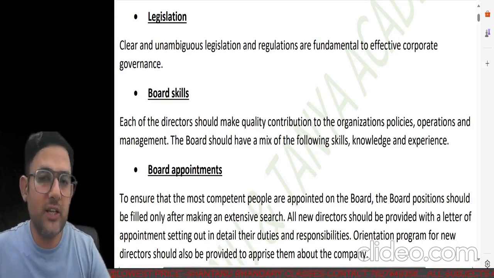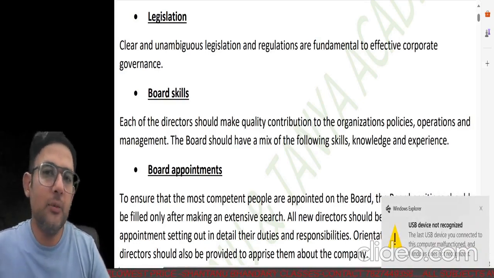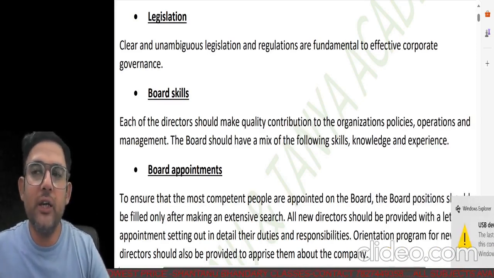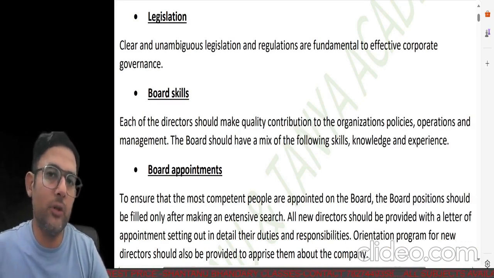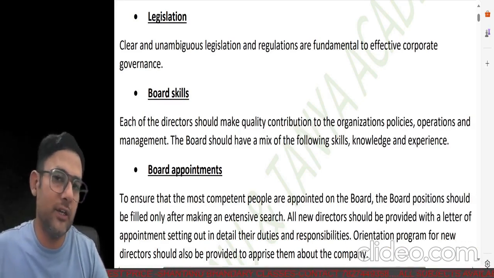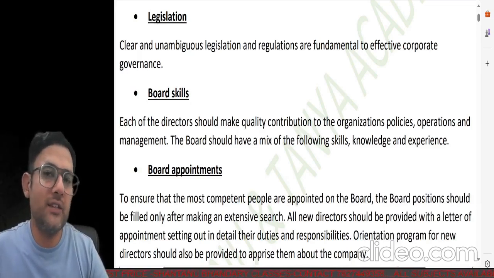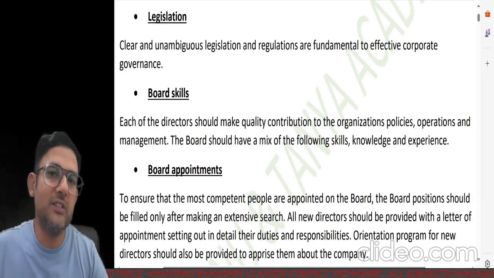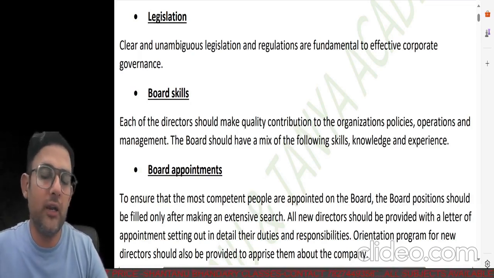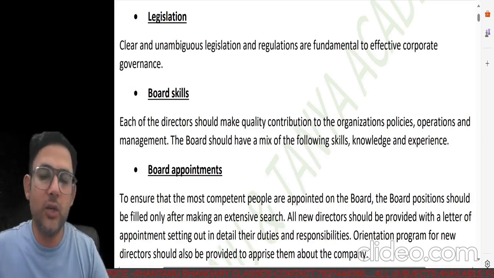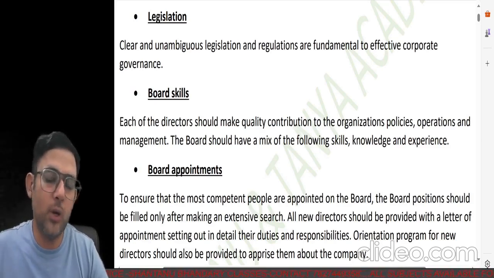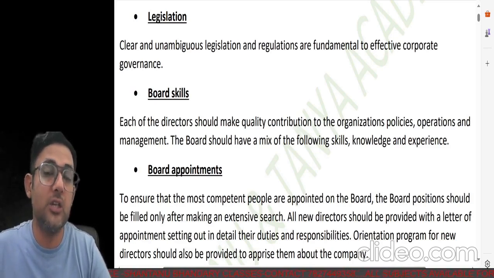We talk about board skills. Ultimately, be it policy or process or any of the governance structure, the way it will be presented depends upon the board skills. If the board is educated and has the required skills, they will understand what needs to be included and what should not be included. If they do not have the required educational skills and experience, then the corporate governance structure, even if it is there, still won't serve any purpose.